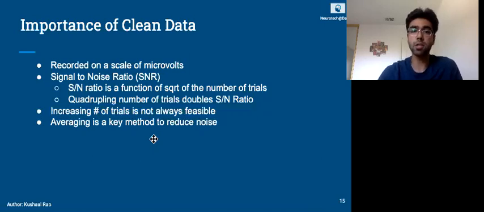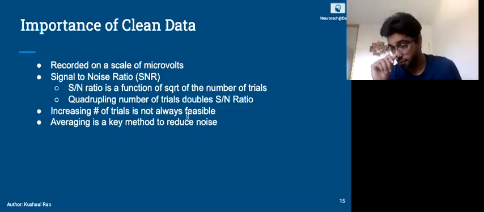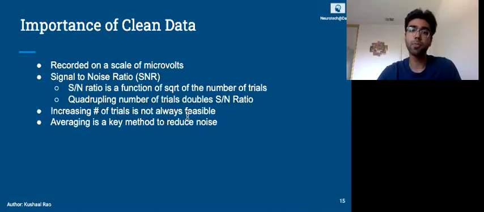But because it's a function of the square root of the number of trials, you have to quadruple the number of trials to double the ratio, because the square root of 4 is 2. So if you have 20 subjects, quadrupling them, getting to 80, is a lot of work. You can easily see why increasing the number of trials to increase the ratio is not always feasible. So your best bet is to try to get the cleanest data that you can in the first place.